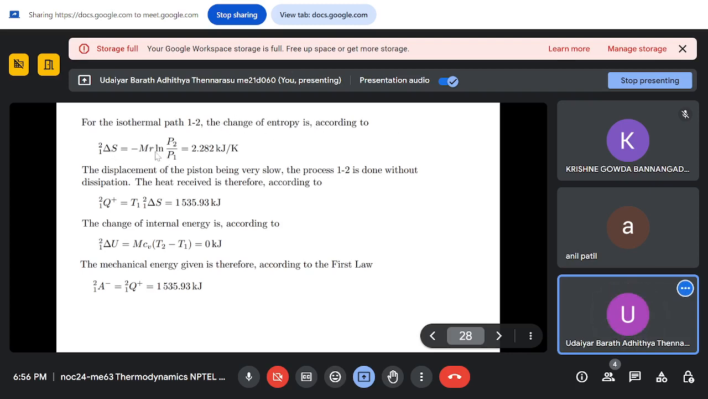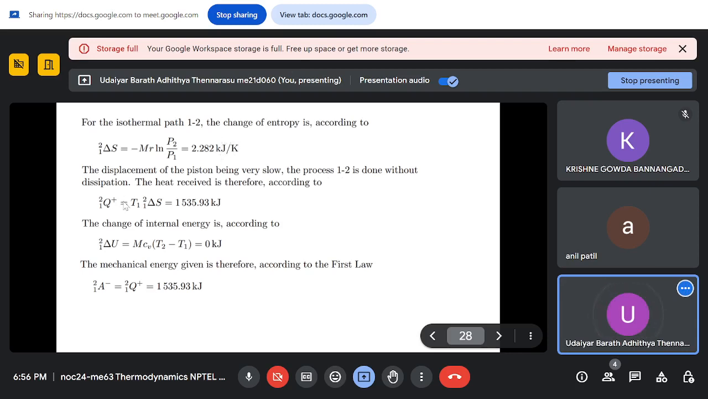Considering just process 1 to 2, it is an isothermal process. When you expand, it can be expressed as MR ln P2 by P1 plus Cp ln T2 by T1. For the isothermal process the second term becomes 0. So we substitute the pressure values, we know the mass, we know R.